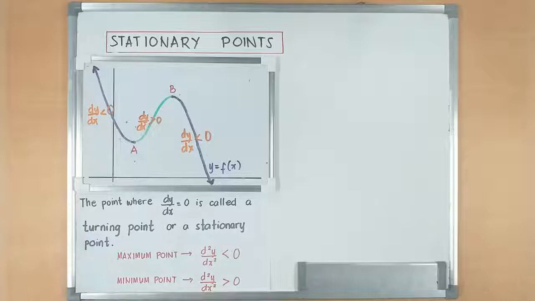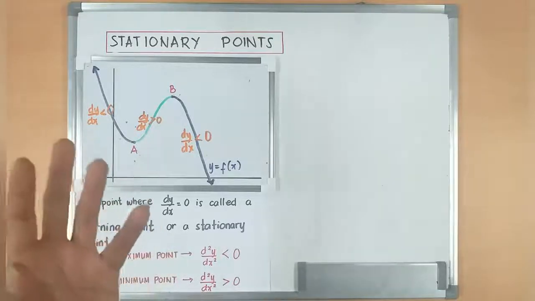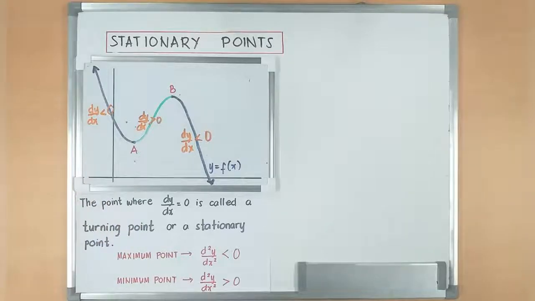Okay, we are now moving on to another topic in differentiation, which is how to identify stationary points. So how do we identify stationary points? We just need to understand first the definition of what a stationary point is. When you say stationary point, it can be a maximum point or a minimum point.